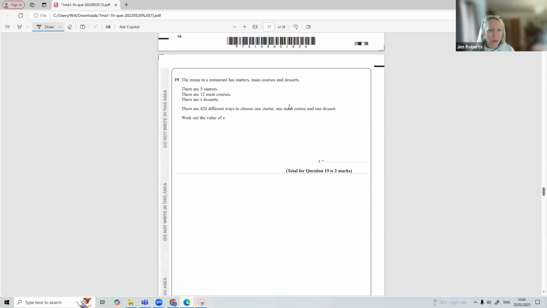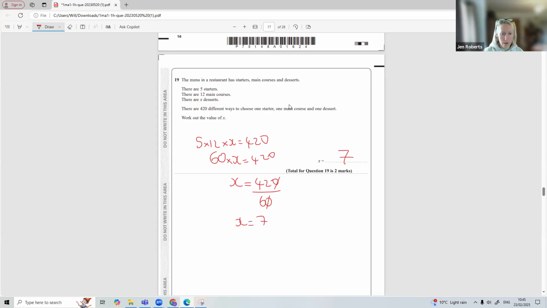Okay, the menu in a restaurant has starters, mains, and desserts. Hopefully you know from your combinations work, 5 times 12 times x gives you all the different ways. So we know 5 times 12 times x is 420. 5 times 12 is 60. 60 times x is 420. Divide both sides by 60. 420 divided by 60, so 7 would be your x. 7 desserts.